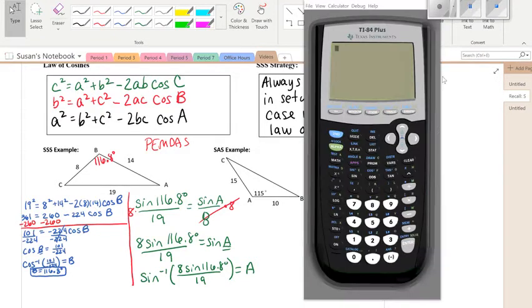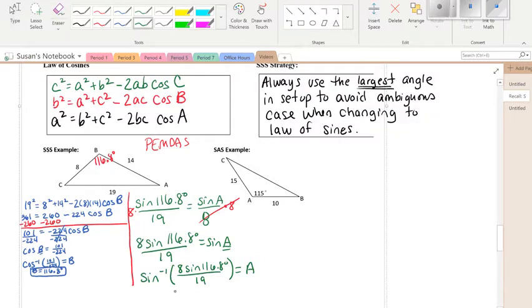So when I plug this in, I have the sine inverse, so second sine. I'm going to use double parentheses here. So 8 times the sine of 116.8, close that parentheses twice, divided by 19, close parentheses again, enter, and I get 22.1 when I round, so 22.1 degrees. So make sure, again, that you are labeling with degrees.